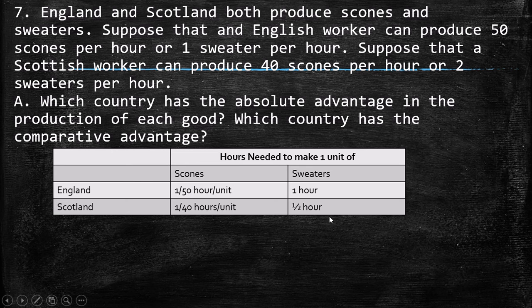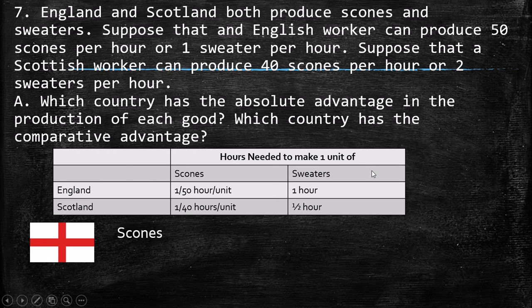And on the other side, we know that the Scottish worker makes 2 sweaters per hour. So it means that for 1 unit of sweater, the Scottish worker needs half an hour. On the other side, he produces 40 scones per hour, so it means that 1 over 40 hours are needed to make 1 unit of scone.